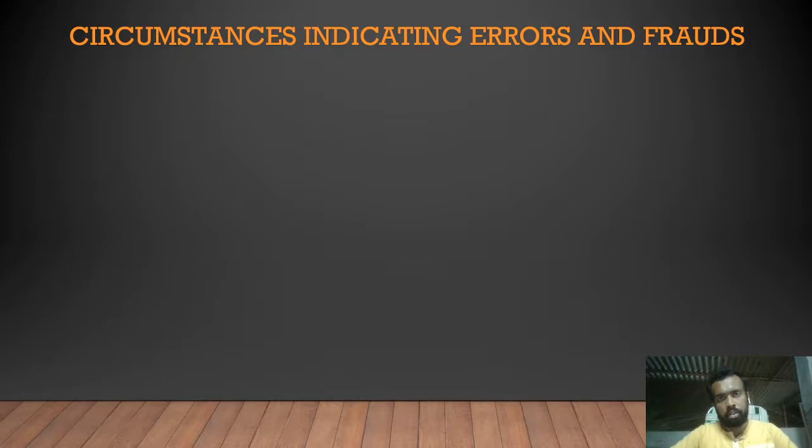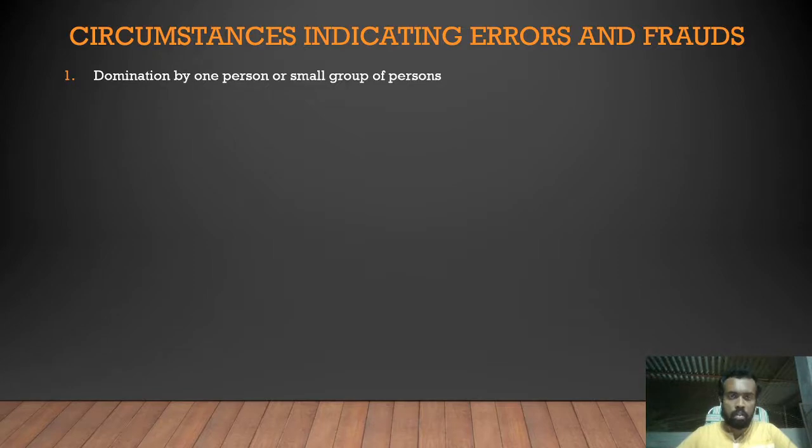Circumstances indicating errors and frauds. Many such companies or small groups of companies have been dominated by one person or a small group of persons. You can say a family, for example Reliance, Tata. They are the families which have domination over their group of companies. There are chances of errors and frauds within those groups of companies, maybe or maybe not. These are the circumstances indicating such errors and frauds.